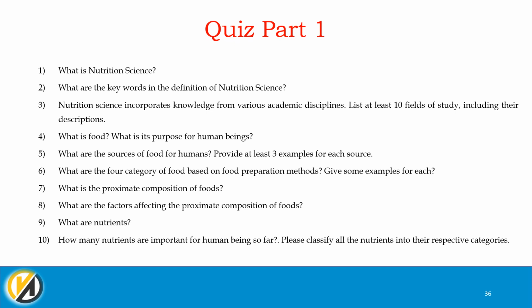What is the proximate composition of foods? What are the factors affecting the proximate composition of food? What are nutrients? How many nutrients are important for human beings so far? Please classify all nutrients into their respective categories.